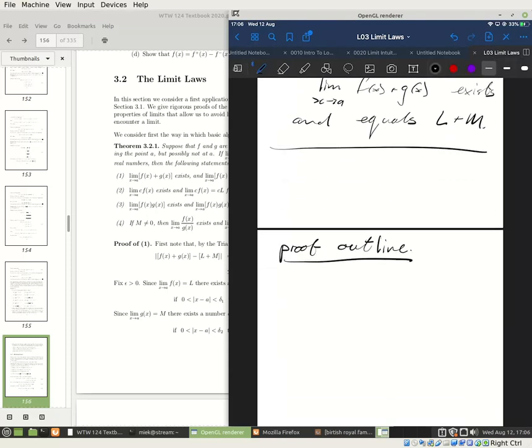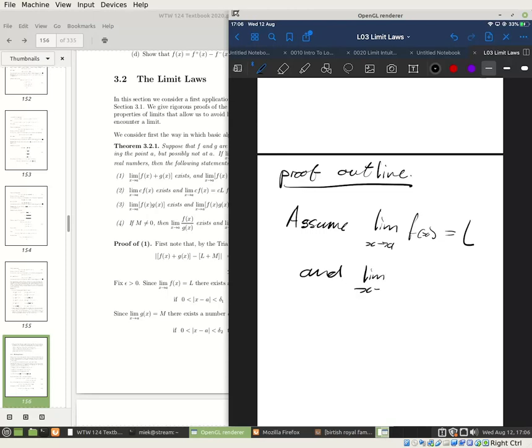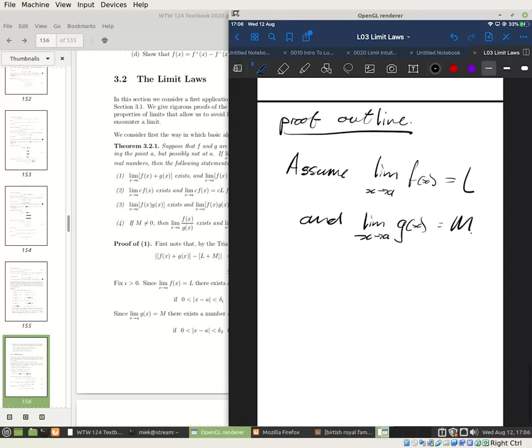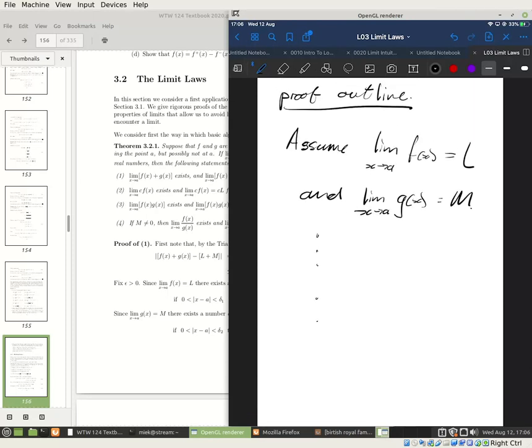So what will we do? First thing, we assume that the limit as x tends to a of f of x is equal to L, and that the limit as x tends to a of g of x is equal to M. And now, under these assumptions, we want to finally conclude that the limit as x tends to a of f of x plus g of x is equal to L plus M.